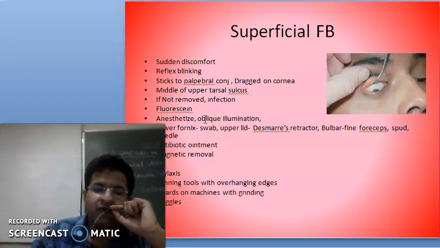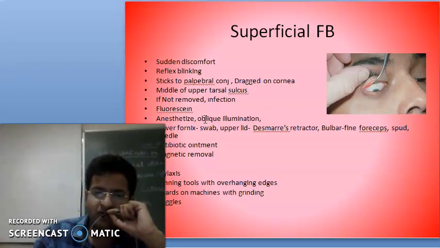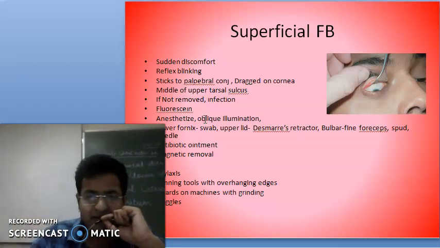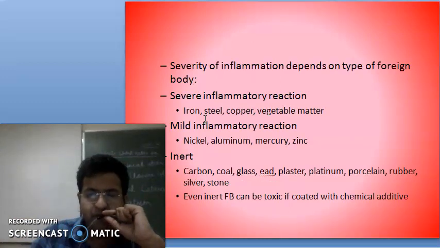Prophylaxis in industries to help in less trauma due to the superficial foreign bodies can be the banning of tools with any overhanging edges, guards on the machines with grindings, and the goggles.